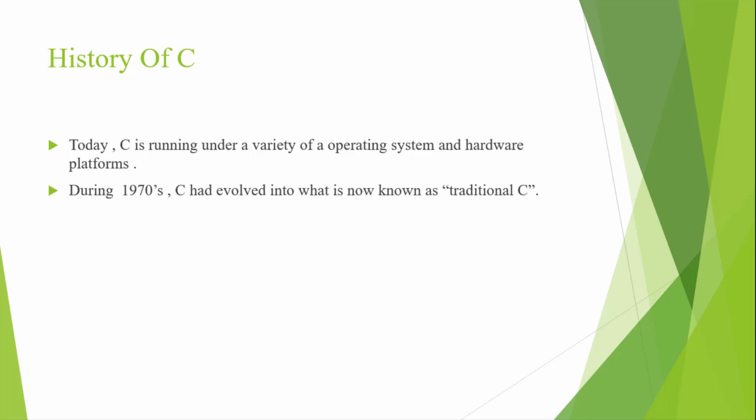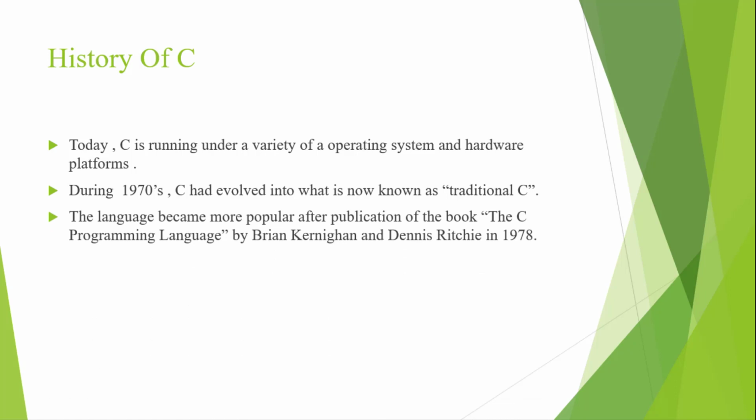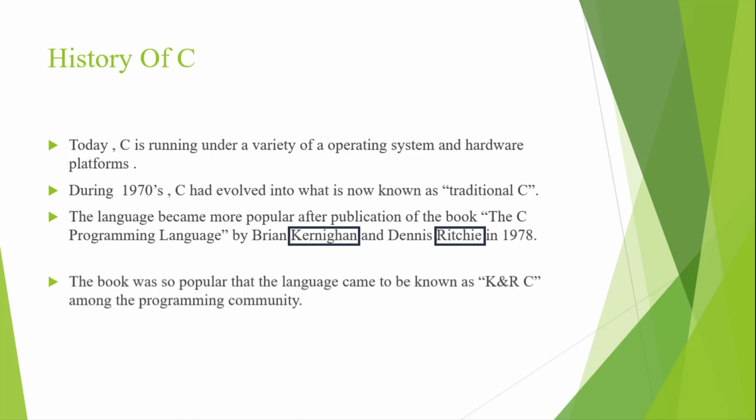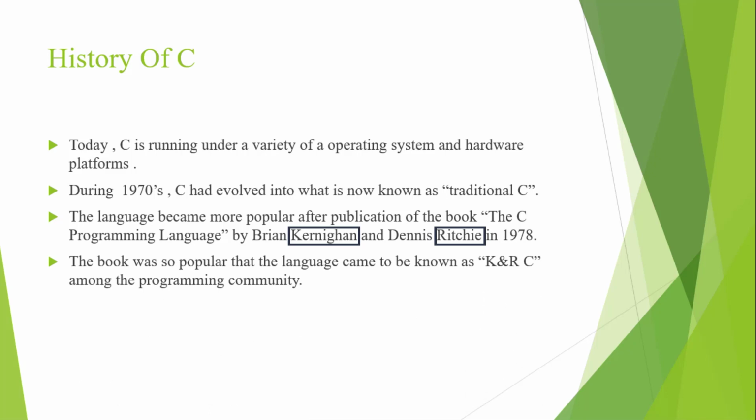During the 1970s, C had evolved into what is now known as traditional C. After that, the developers decided to write a book. The language became more popular after the publication of the book, C Programming by Brian Kernighan and Dennis Ritchie in 1978. So the language is also known as K&R C among the programming community.